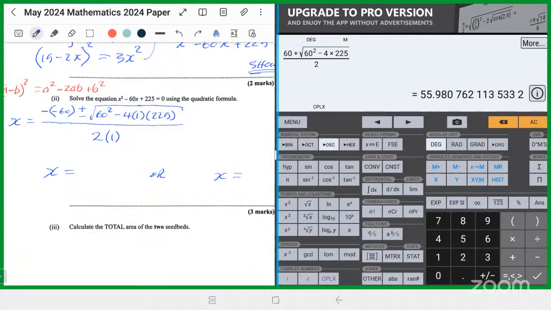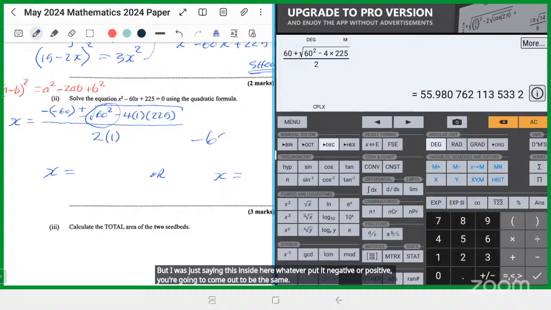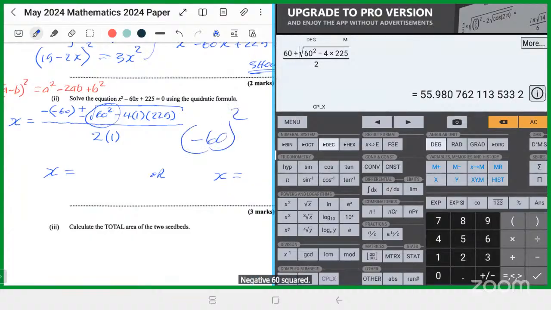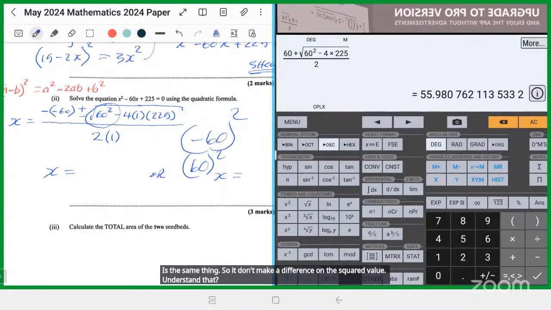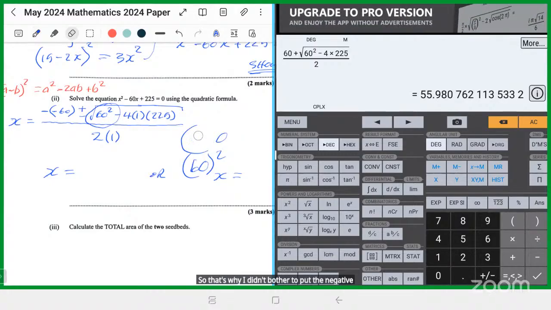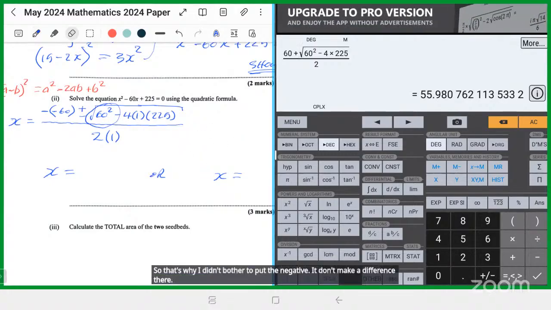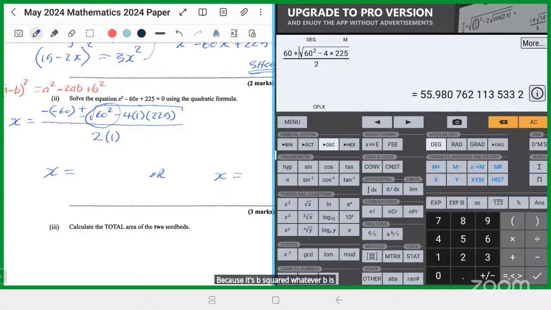But I was just saying, inside here, whether I put it negative or positive, it's going to come out the same. Negative 60 squared and positive 60 squared is the same thing. So it doesn't make a difference on the squared value. Understand that? So that's why I didn't bother to put the negative. Because it's b squared, whether b is positive or negative, it doesn't make a difference. All right, good.